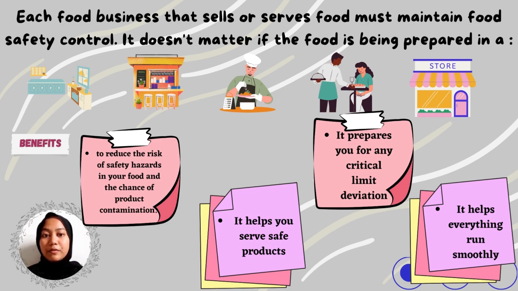It doesn't matter if the food is being prepared in a home kitchen, a cafe, a restaurant, a hotel, a store, a retail food facility, or any other setting. The HACCP system is used to prevent unsafe food items from reaching consumers and control risk. Here is a more detailed list of benefits you can get when establishing your HACCP plan: to reduce the risk of safety hazards in your food and the chance of product contamination. It helps you to serve safe products. It prepares you for any critical limit deviation. It helps everything run smoothly.